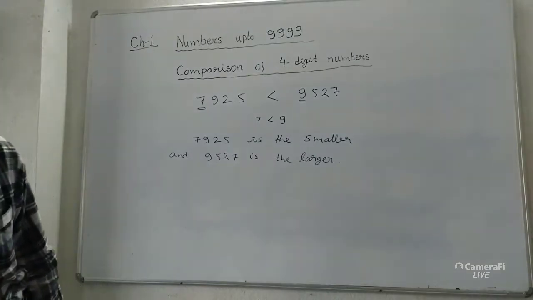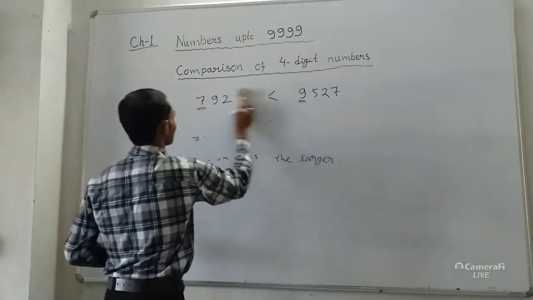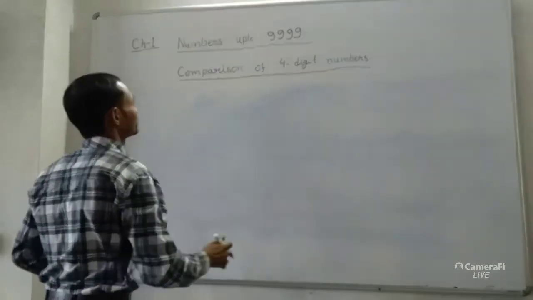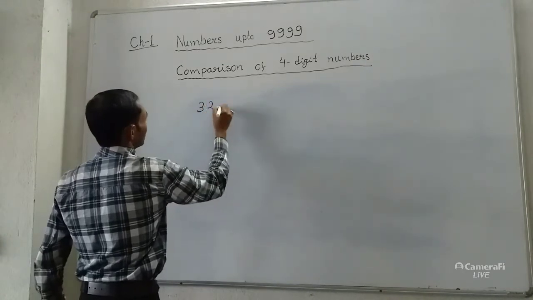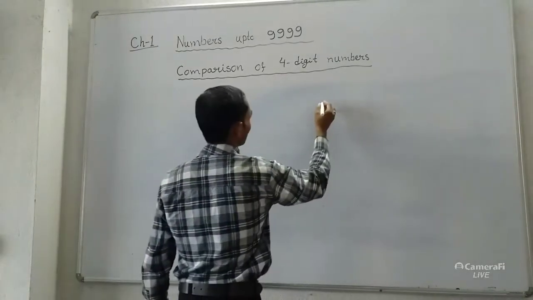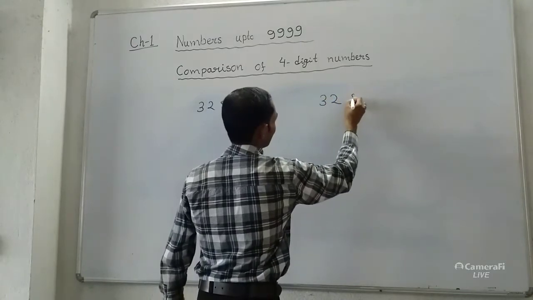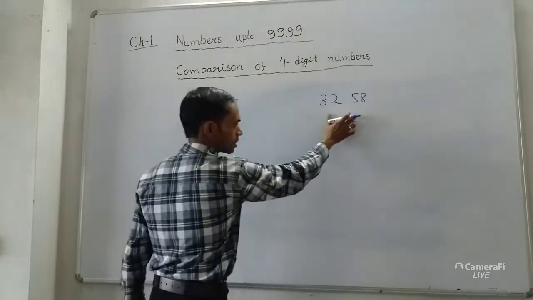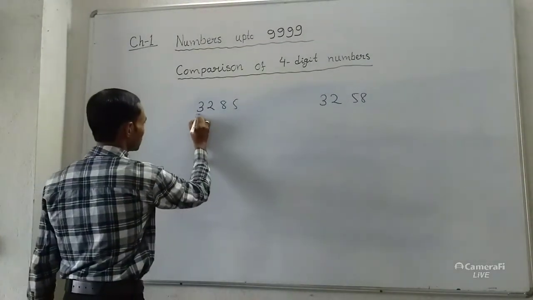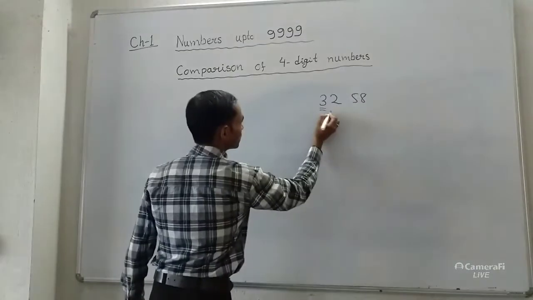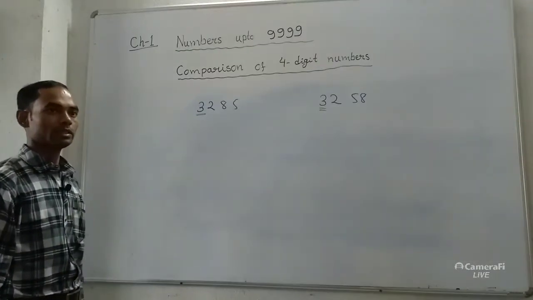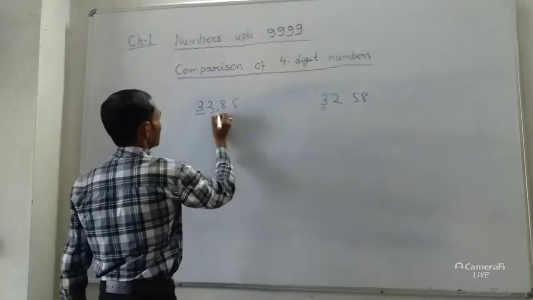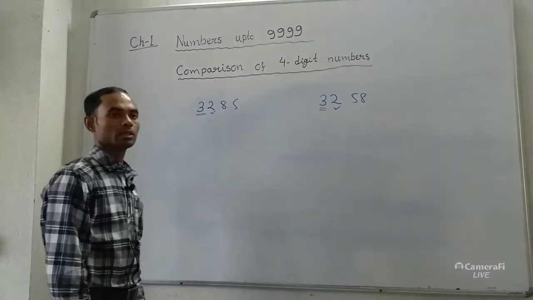Now let us take another two numbers, 3285 and 3258. Each of the numbers has the same number of digits, 4 digits. Now we will check the first leftmost digit. Here is 3, here is 3. Both are the same, so in that case we will pass to the next digit. The next digit is here 2, here is also 2. These two digits are also the same.